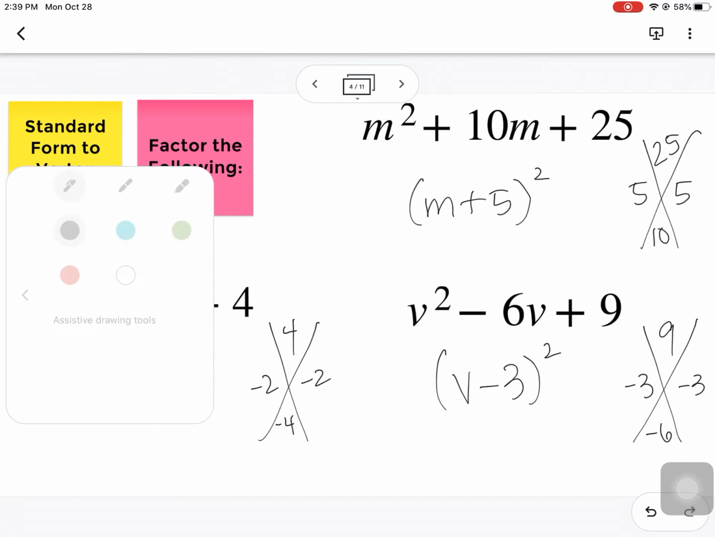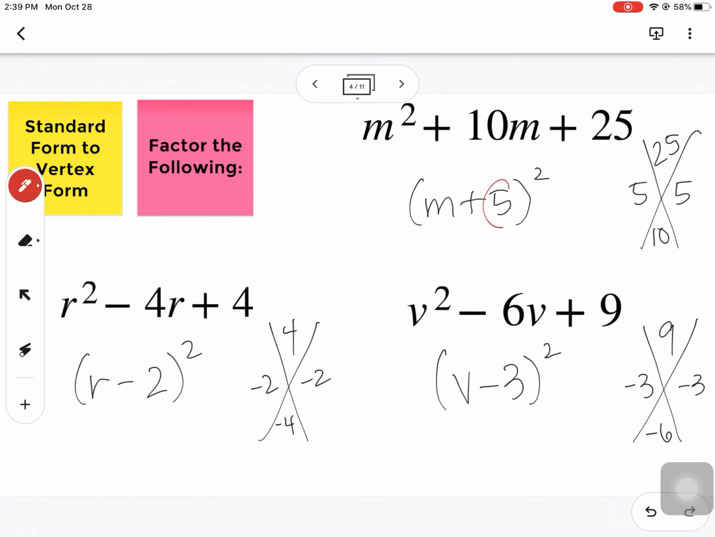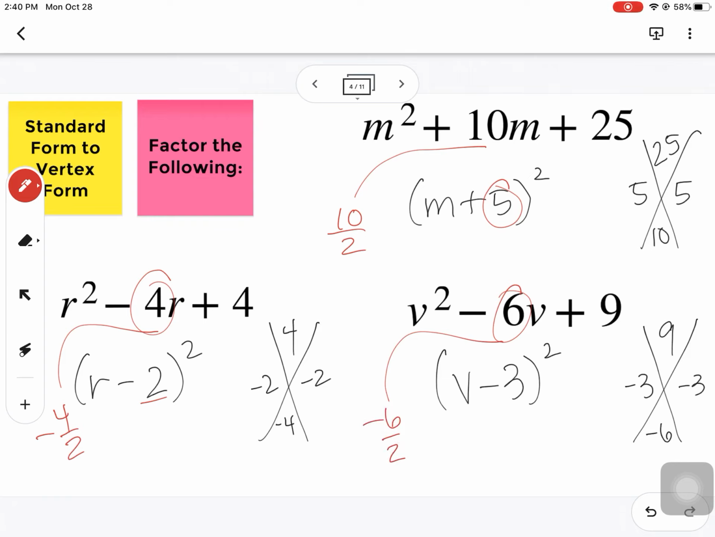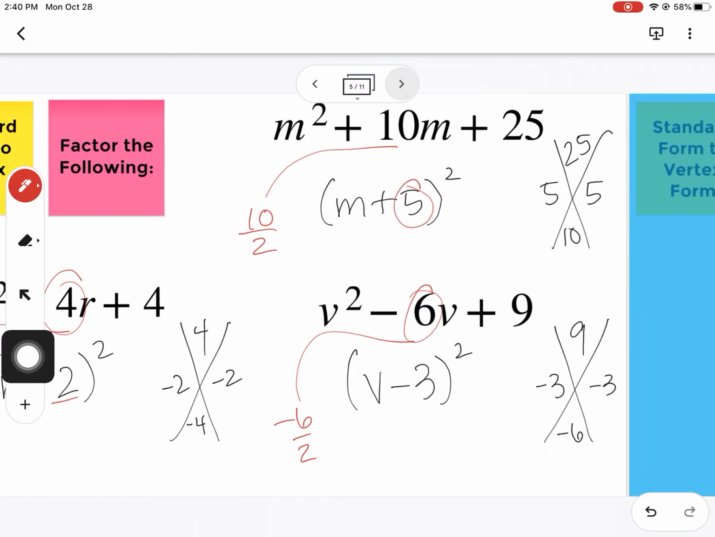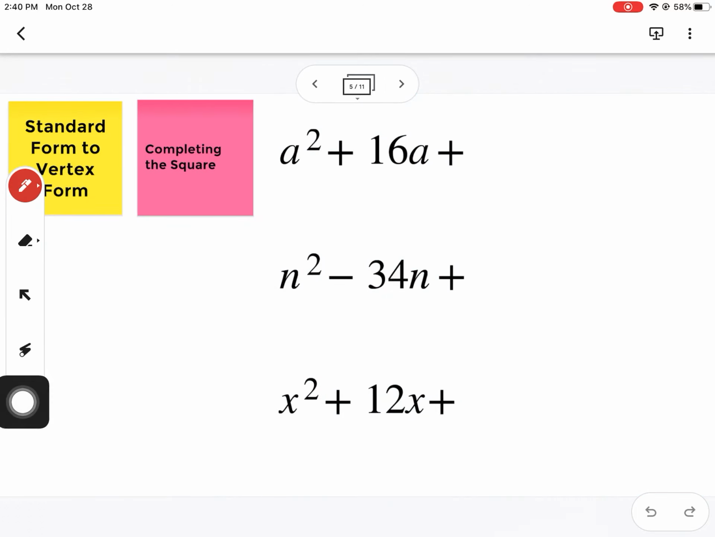What I hope you noticed in all of them, whatever ended up in the parentheses here was exactly half of your b value. Okay, so -4/2, this divided by 2 gave you what was in your parentheses. Now if we take it a step further, how is this one in the parentheses related to the last number in your trinomial? In each case, what I hope you notice is that it's just that number squared. So 5 squared is 25, 3 squared is 9, 2 squared is 4. So this pattern is what we're going to force as we go through this next slide.